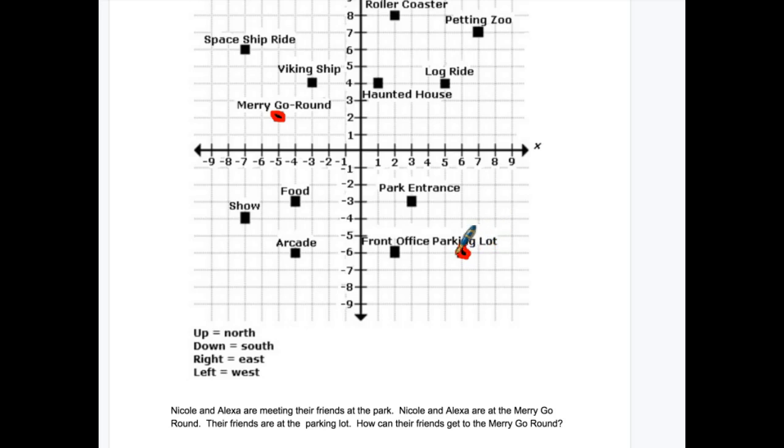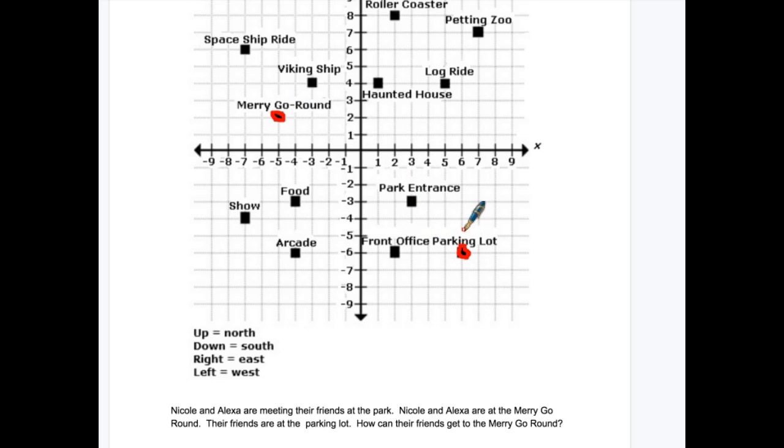Well, I'm looking at the map here, and if I am at the parking lot, I could go up. And again, now this does not say that each interval is a mile. So I'm going to say I could go up from where the parking lot is here to the x-axis is 6 units. And I could go up 2 more units, so for a total of 8 units, and then I could go across 5 units.